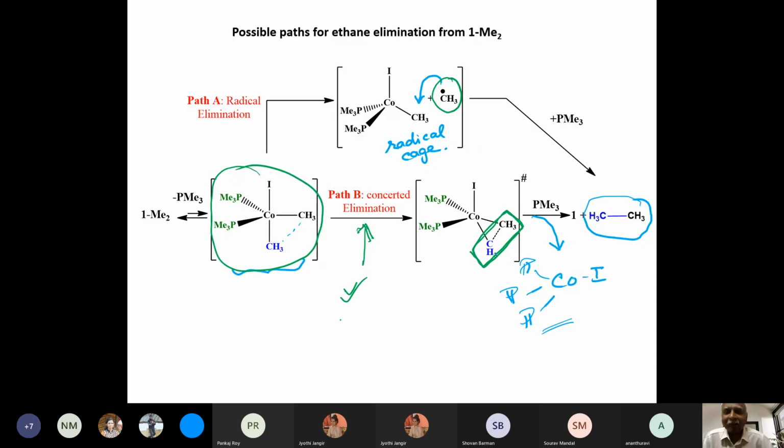Now I want you to tell me whether it is possible. You think the radical, because there is precedence for the radical, but to me it looks like the concerted elimination would be a simpler mechanism. Anybody else wanting to opt for the concerted elimination? You don't have to choose that just because I have chosen it. I'm telling you as if I have not read the paper.